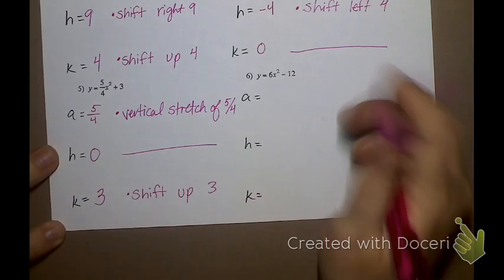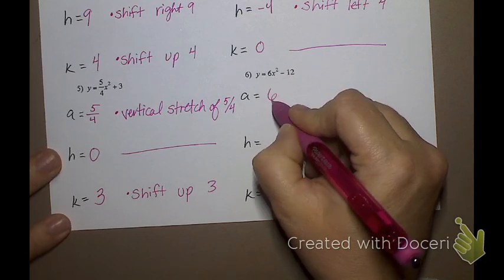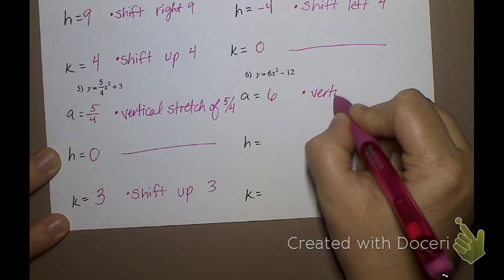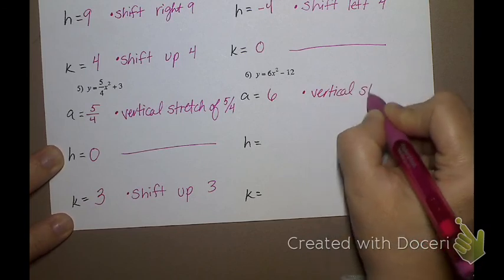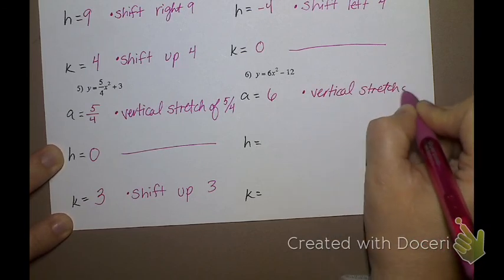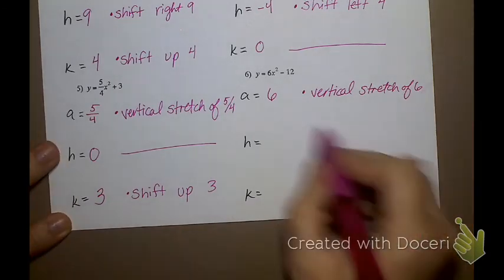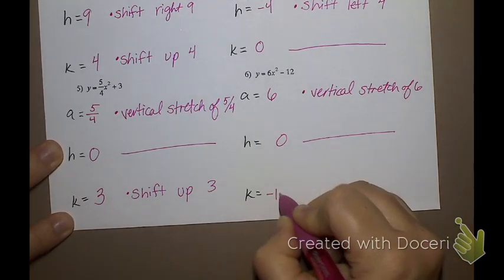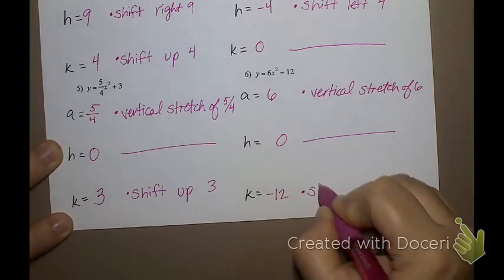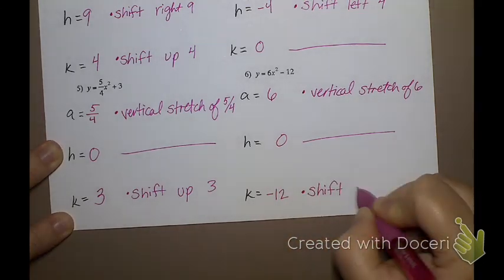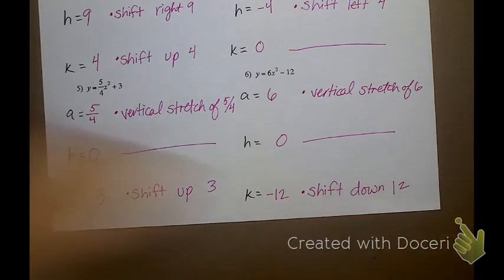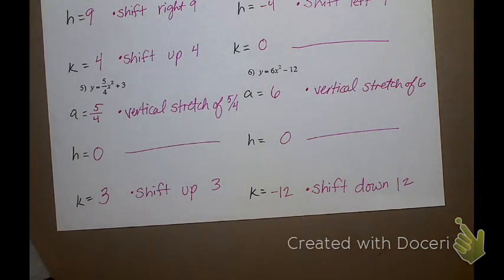And number 6, what's A? So what does that mean? Vertical stretch of 6. What's H? What's K? So I have what? Shift down 12. Easy? All right.